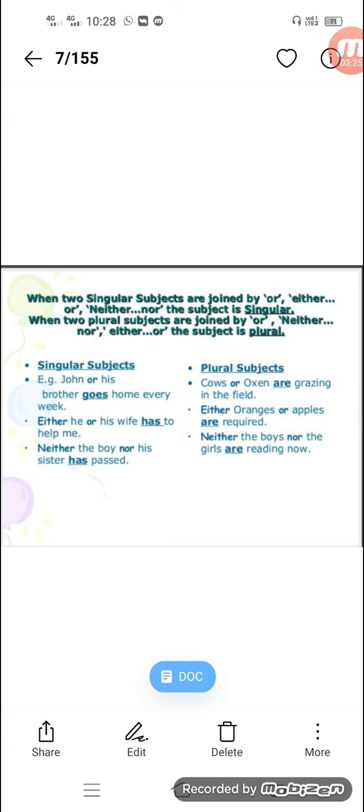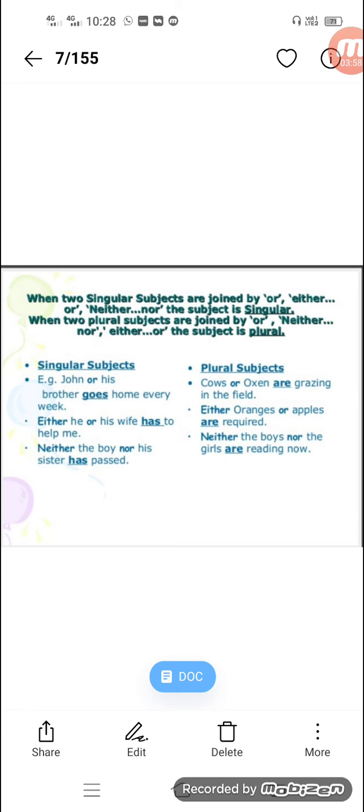For example, cows or oxen. Here, either cows or oxen, cows is plural, that is why we have to use the plural verb. Either he or his wife has to help me. Either oranges or apples are required. Here we can see either oranges or apples. Oranges is plural, that is why we have to use the plural verb.